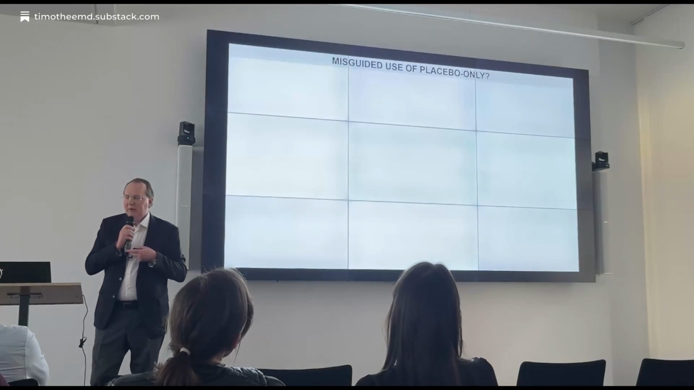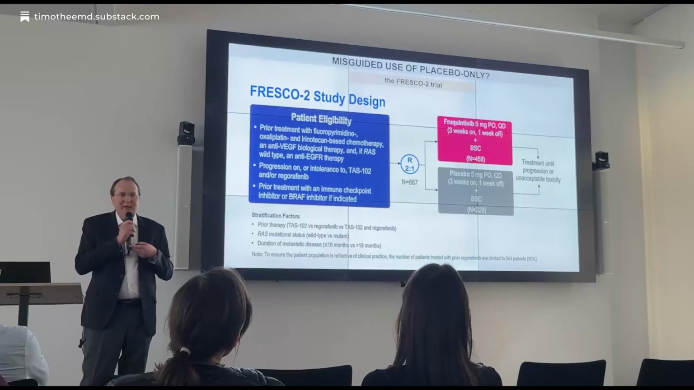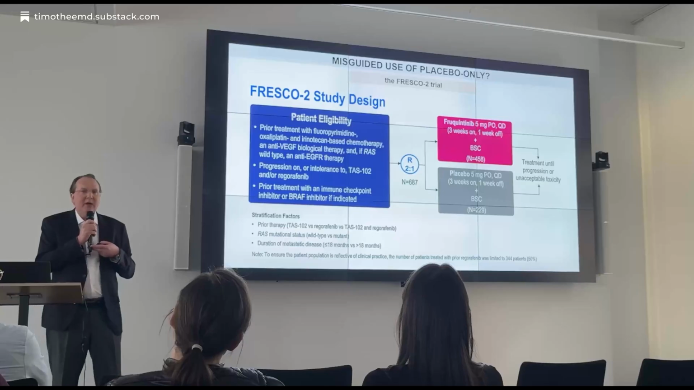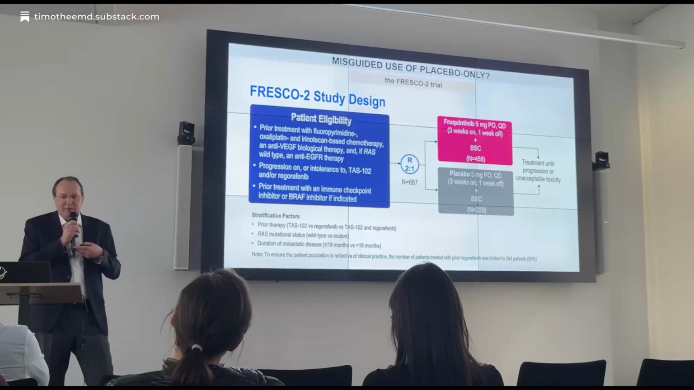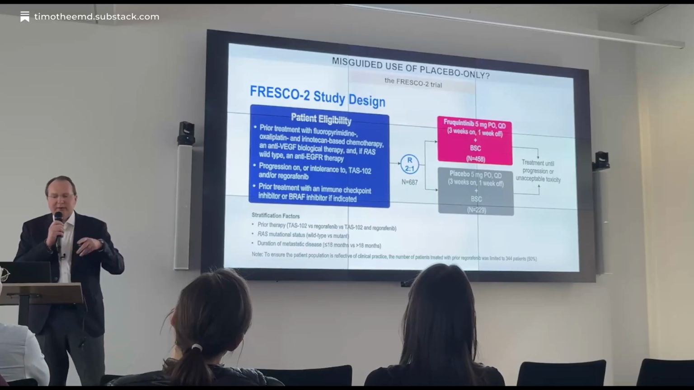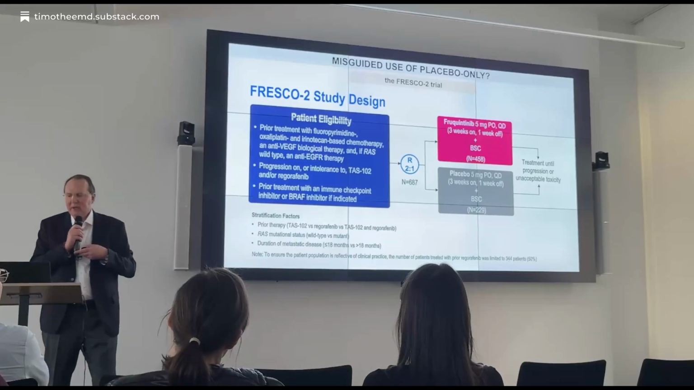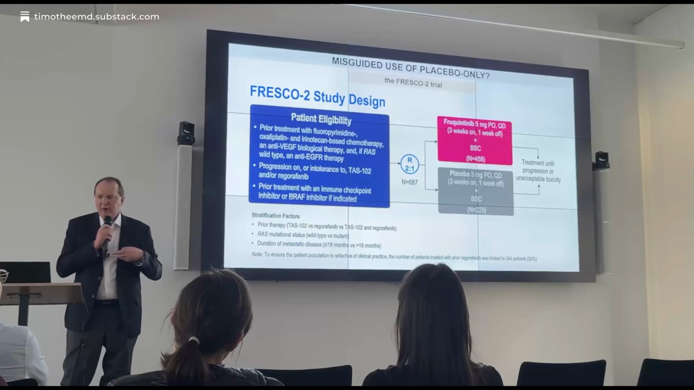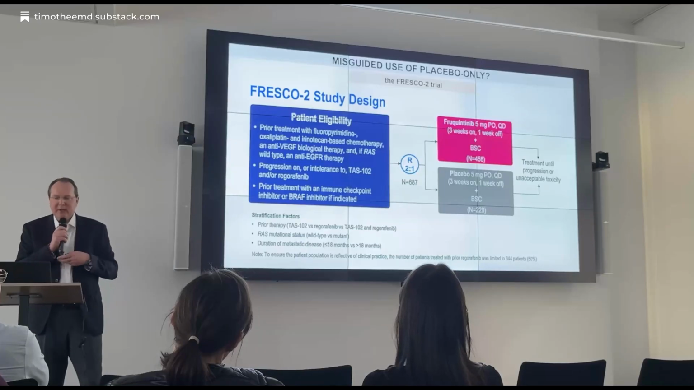Now I want to talk about what I call misguided use of placebo only. Placebo only, you see some of these trials recently. I will talk about the FRESCO-2 trial. Patients with metastatic colorectal cancer, heavily pretreated, who progressed on or were intolerant to TAS-102 and/or regorafenib. As you can see, there is a lot of and/or. You will see why it matters after. They were randomized between fruquintinib, which is a new TKI, or placebo plus best supportive care.